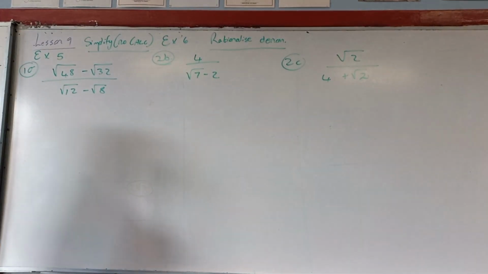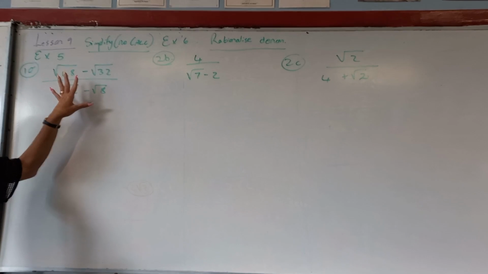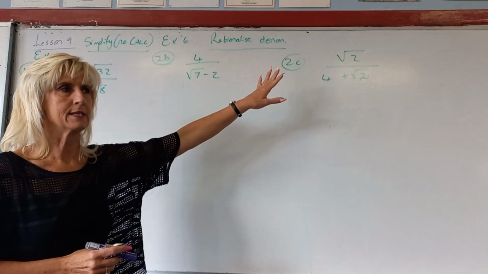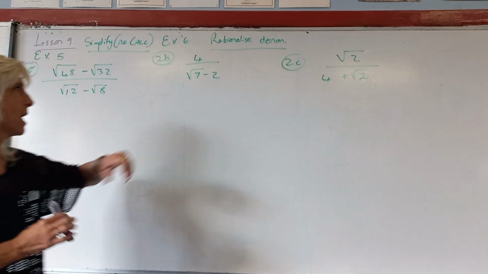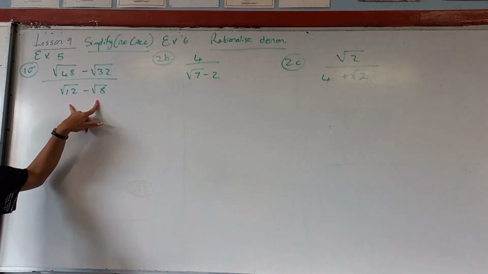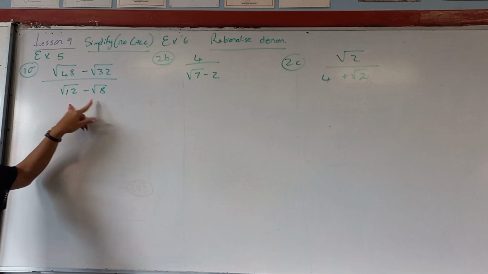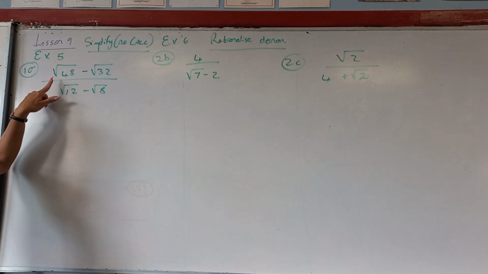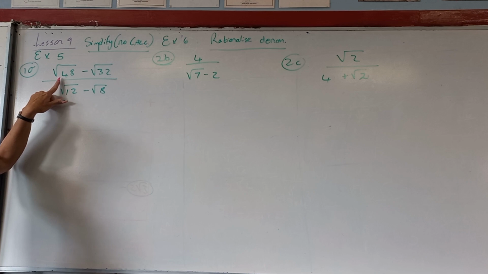Right, lesson 9, we're busy with third forms and with rationalizing the denominator. So when we're busy with these third forms, you don't have to rationalize this denominator from the start. So you're first going to simplify. In the simplification, how will you show me root 48?